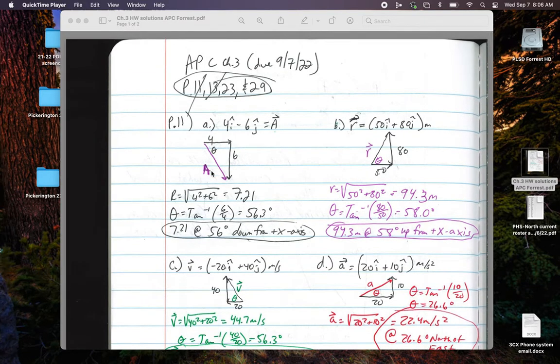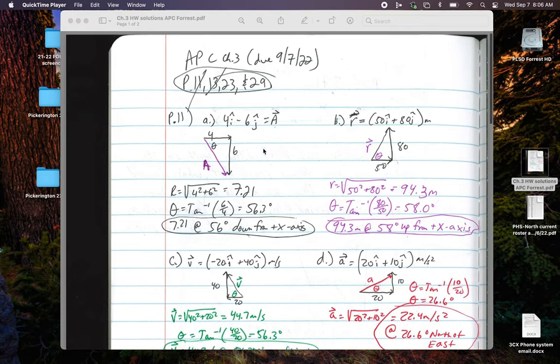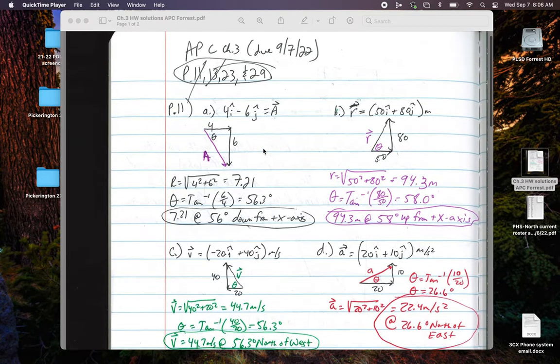All right, so for problem 11, you had these 4 things, A, B, C, and D, and they were asking you to come up with the resultant angle and magnitude. First of all, I drew these. 4i hat is 4 to the right, negative 6j hat is 6 down, so the resultant was A. That just means it's a vector. So I did the Pythagorean theorem. I did an angle here, inverse tangent. So I said 7.21 at 56 degrees down from the positive x-axis. You could have also said south of east.